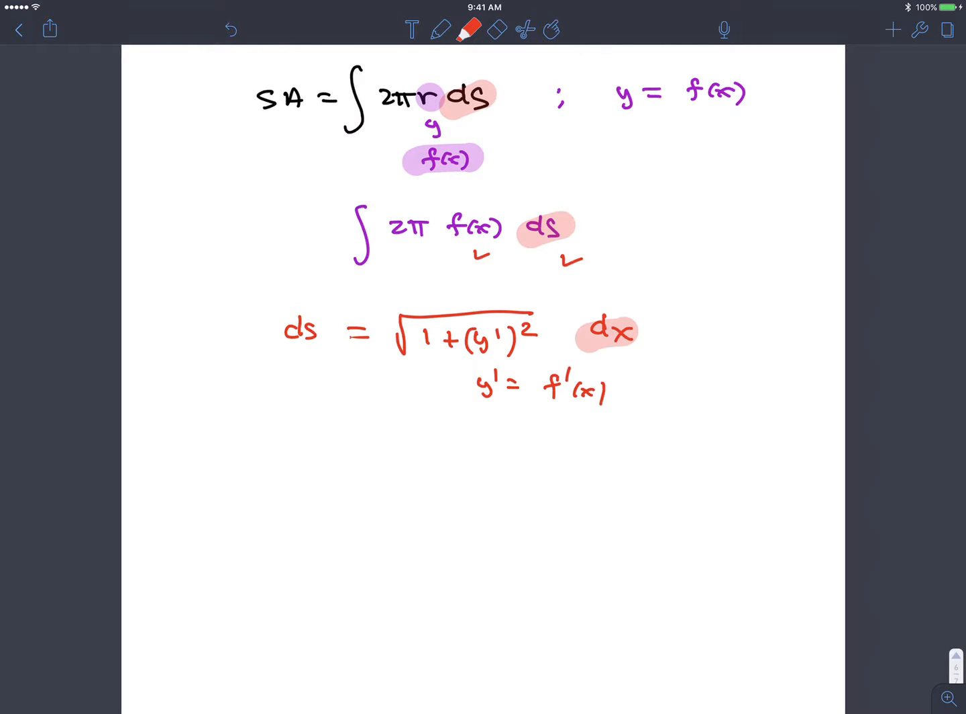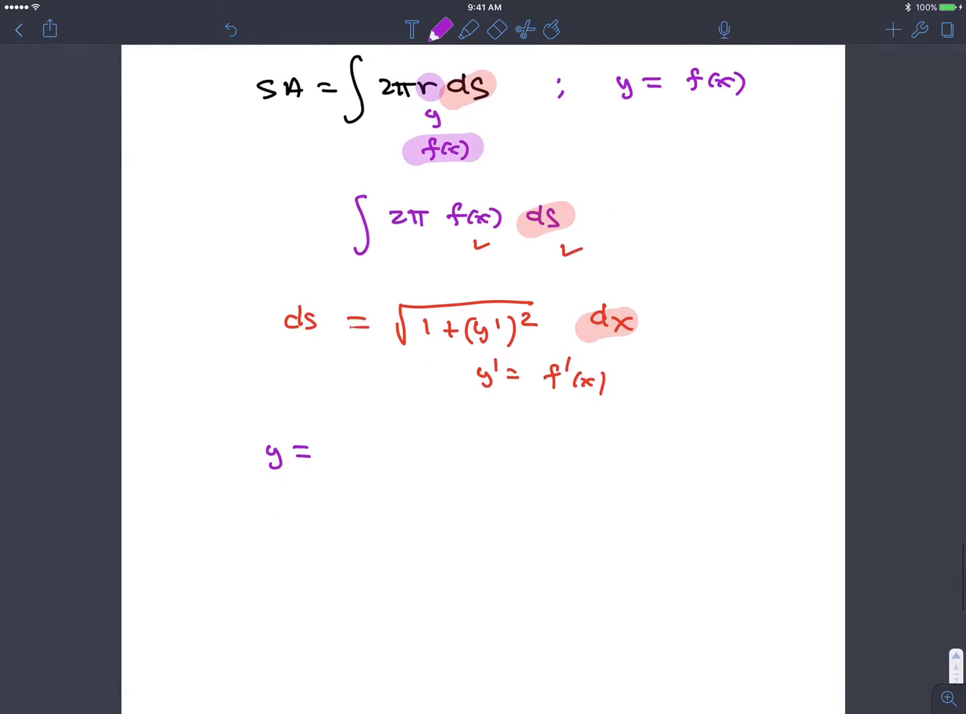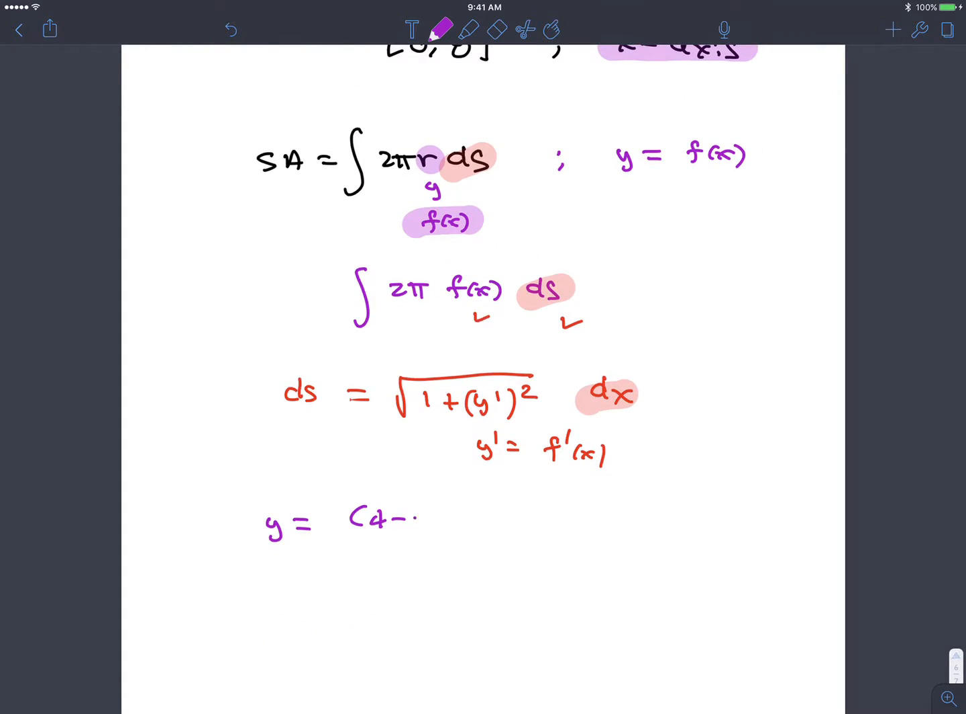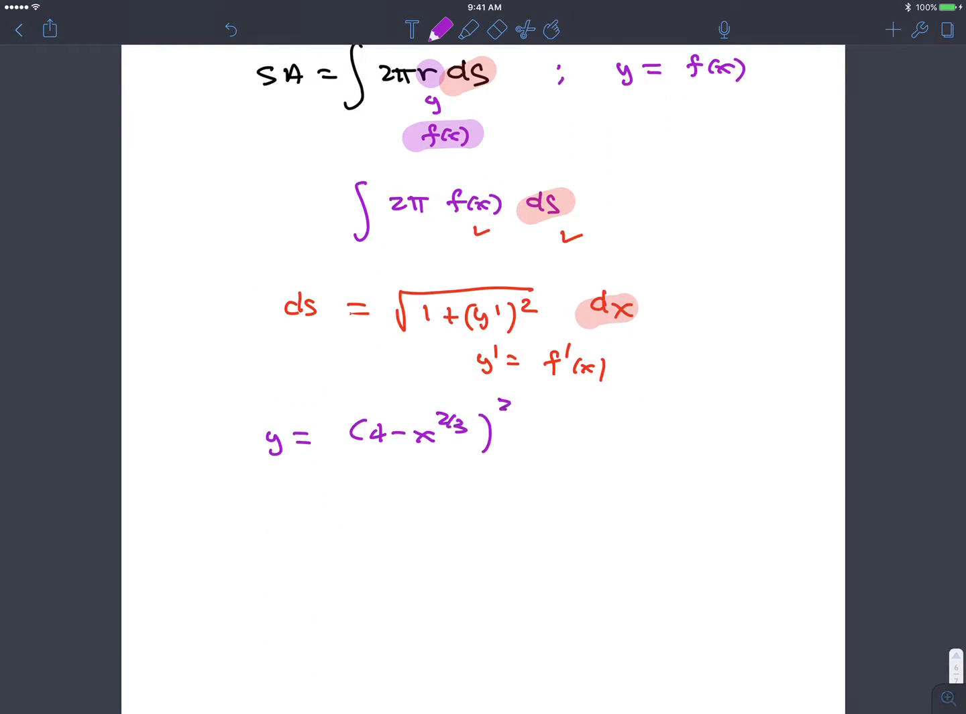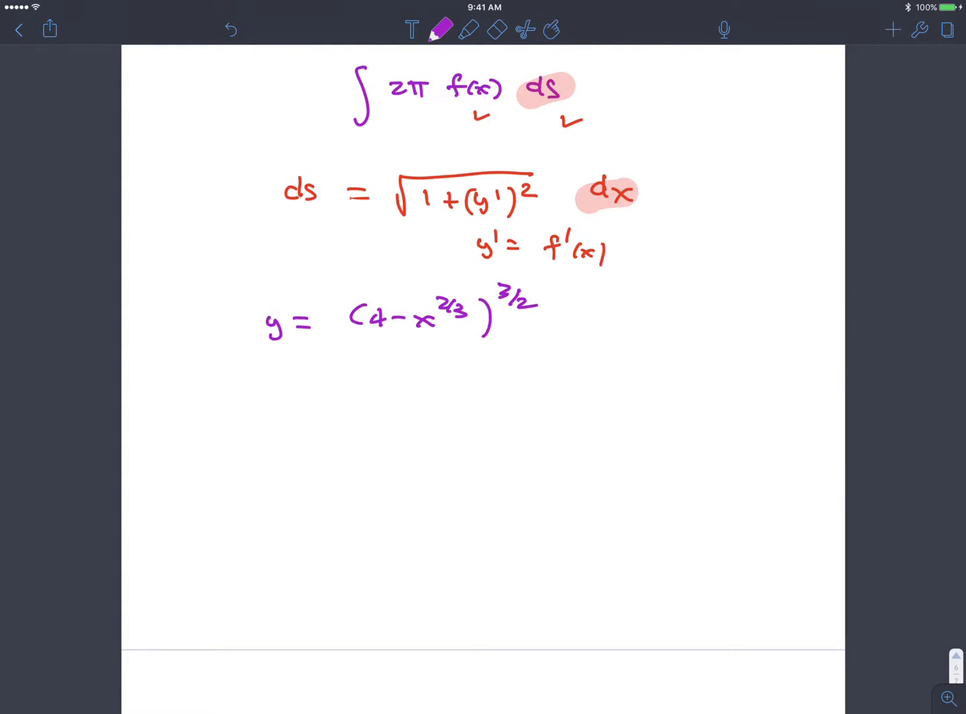Now, a little bit easier said than done, because let's find out what ds is. So what was our y function? Do you guys remember here? In this example, we get 4 minus x to the 2/3 power, raised to the power of 3 halves here. You're going to need that derivative. Okay, you guys with me on that so far? We're going to need that derivative, and then we're going to square it, add 1 and take the square root of it.